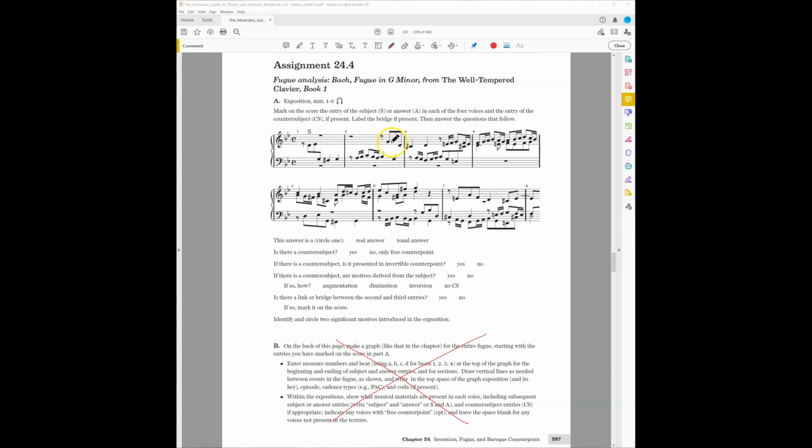I see a similar motive over here. Goes up, skips down. I have a leading tone to the dominant. So as expected, the harmonic component of the subject is 1. The harmonic component of the answer is 5.